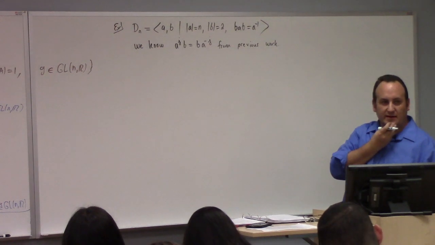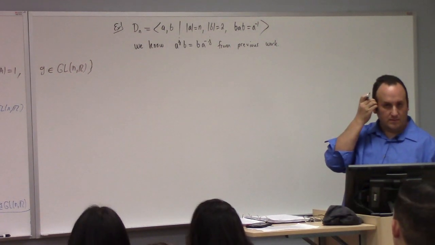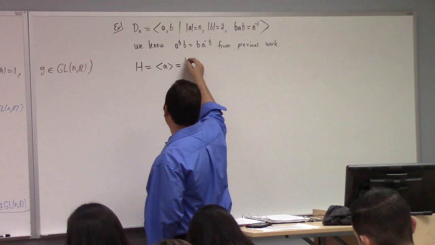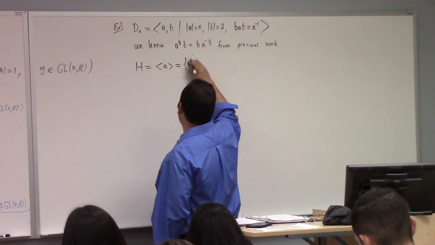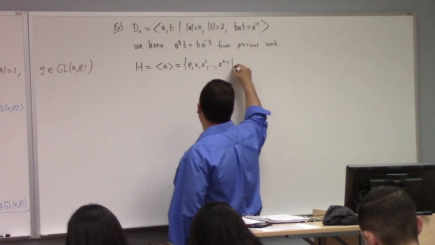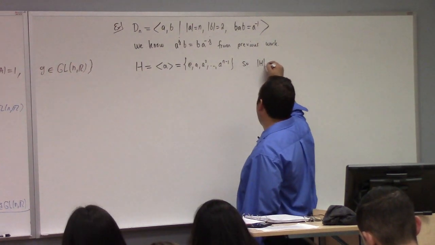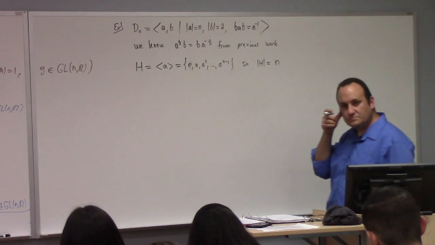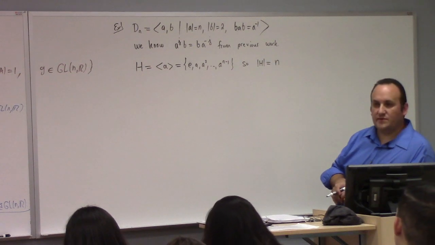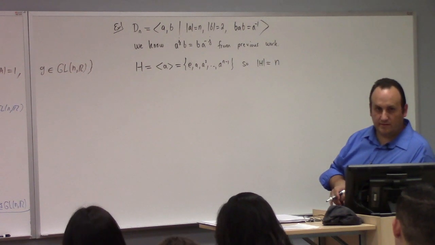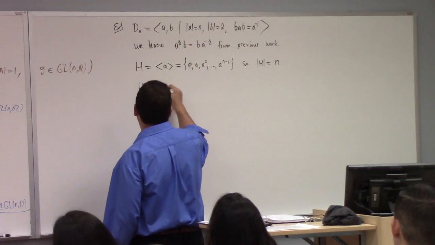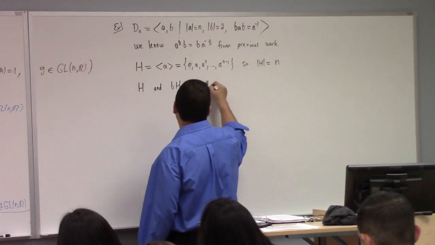What's an interesting subgroup to look at? How about the cyclic subgroup generated by a? That's a subgroup. We can look at H equal to the subgroup generated by a, which has got e, a squared, up to a to the n minus 1. So what's the order of H? It's n, right? So how many H cosets do we have? We just have 2, by Lagrange's theorem. And those left cosets are H and bH.